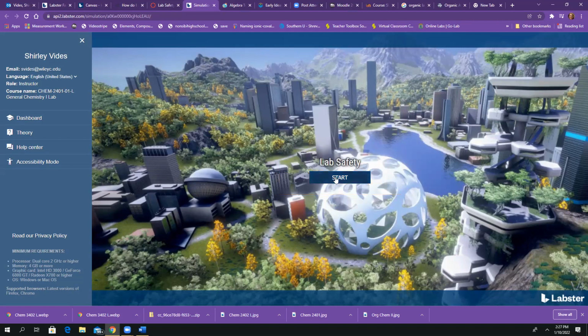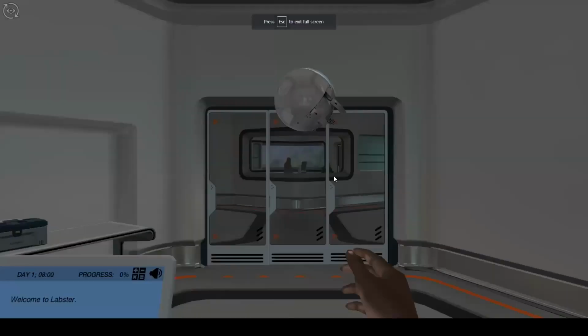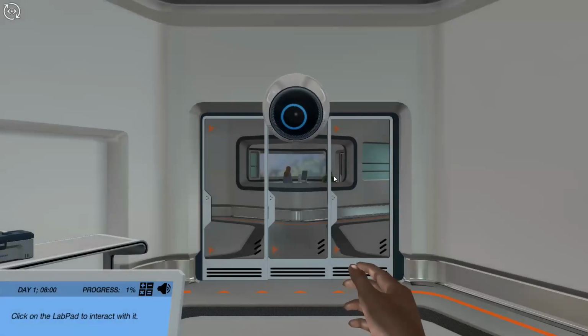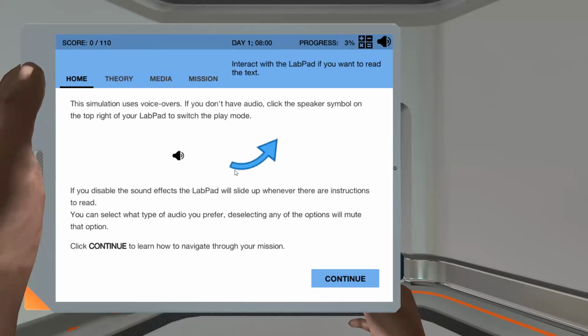Okay, so this is lab safety. Welcome to the lab safety simulation. I am Dr. One, your AI lab assistant. Today, you will learn everything you need to know to survive your first day in the lab. Are you ready for the challenge? This simulation uses voiceovers. If you don't have audio, click the speaker symbol on the top right of your lab pad to switch the play mode. If you disable the sound effects, the lab pad will slide up whenever there are instructions to read. You can select what type of audio you prefer. Deselecting any of the options will mute that option.